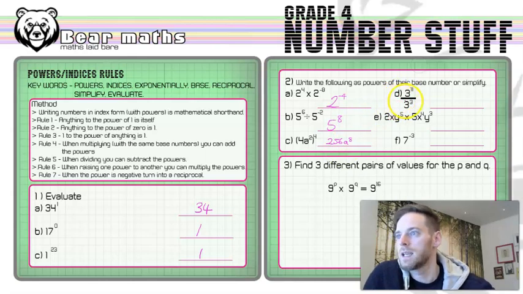Now, D, this one is just the same as B. It's just a dividing question. 3 to the power of 11 divided by 3 to the power of 3. 11 take away 3 is 8. So 3 to the power of 8.